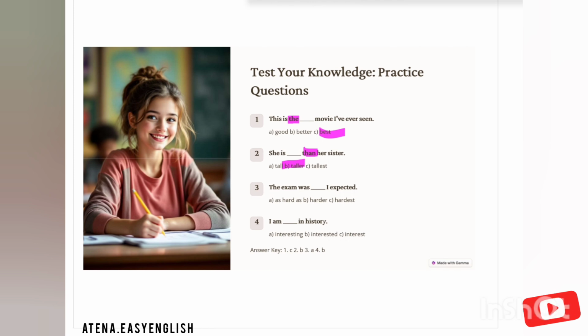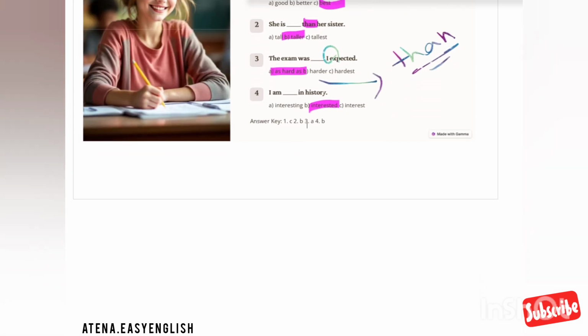Look at number 3. The exam was I accepted. So, what are you thinking here? The exam, very good, was as hard as I expected. Why don't we use harden? Because if it's harden, after that, it should have been a verb. Yes, here is the subject. The last question. I am in history. I am interesting. I am interested. It's about a feeling of someone, yes? It's about me. So it's the adjective with ed. I'm interested in history. Okay, that's great.